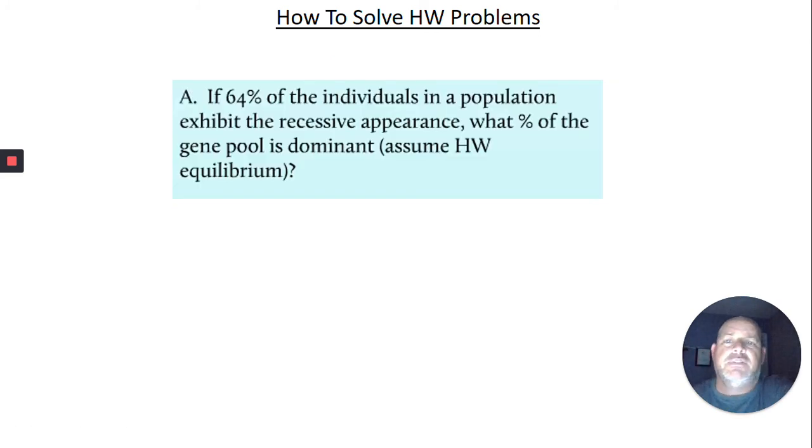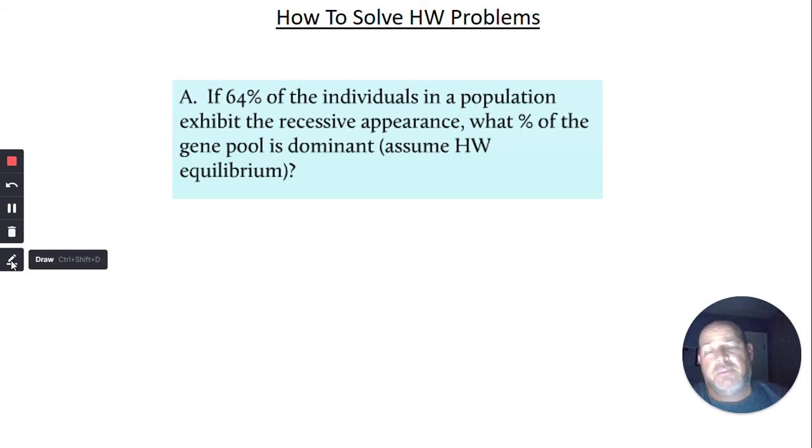So if 64% of the individuals in a population exhibit the recessive appearance, what percent of the gene pool is dominant? So that is our question. Okay? Go ahead and pause the video. Seriously, pause it and try and work this one out. Okay? And see how far you can get. And then go ahead and unpause it and see if you can match up what I'm about to do here. But pause the video now. Do it. Make sure you practice.